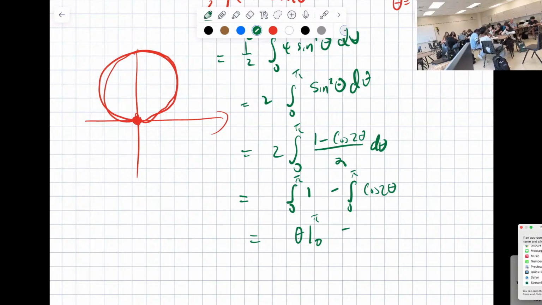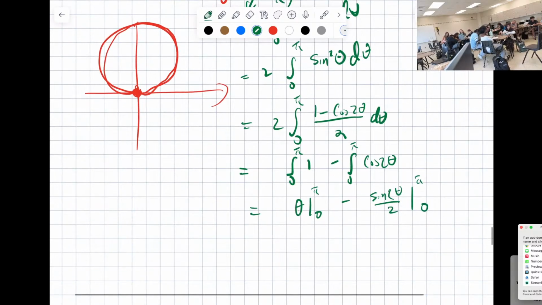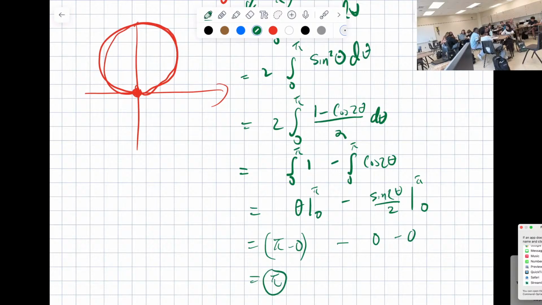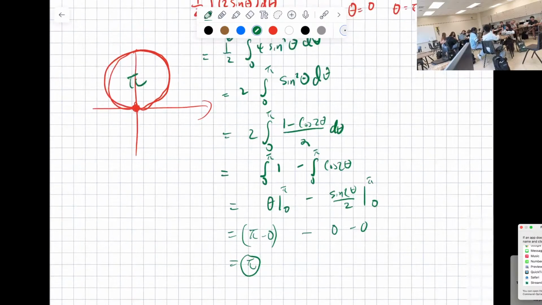Minus the integration of cosine 2 theta, which is what? Sine of 2 theta over 2, right? Between pi and 0. Is that okay? Yeah. So here it's gonna be pi minus 0. And now here, guess what? If I plug in pi, it's sine 2 pi. What is sine 2 pi? 0. What is sine of 0? 0. So the answer is pi. Beautifully done. You got the answer pi with no geometry.